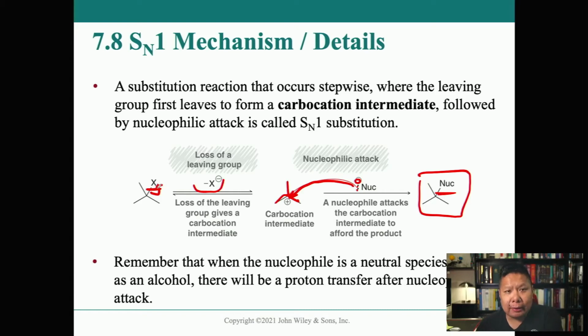So remember that when a nucleophile is a neutral species, such as an alcohol, there will always be a proton transfer after the nucleophilic attack.